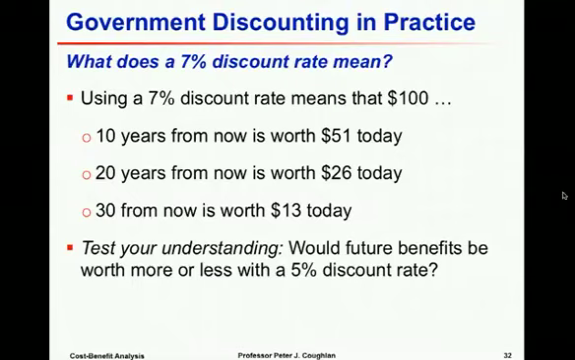Well, the answer, of course, is that the future benefits would be worth more at a 5% discount rate, because the lower the discount rate, the more important the future is. The higher your value in the future, the less you're discounting the future, and therefore benefits in the future become worth more. So if we did 5%, $100 10 years from now would be worth more than $51 today.